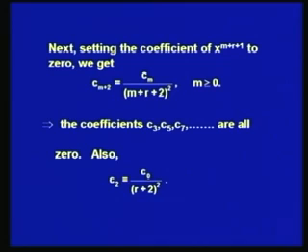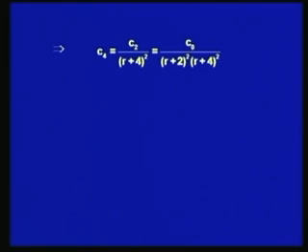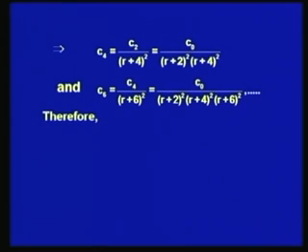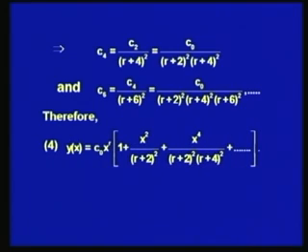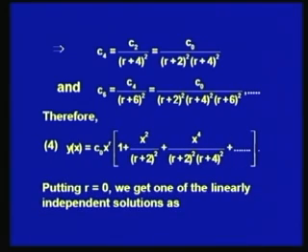Now, from this recurrence relation we can see that if we put m equal to 0, we get the value of C2 as C naught over (r plus 2) whole square. Now we get the value of C4 from the recurrence relation. C4 will be equal to C2 over (r plus 4) whole square, and when we put the value of C2 in terms of C naught, we get C4 as C naught over (r plus 2) whole square into (r plus 4) whole square. C6 similarly will come out to be C naught over (r plus 2) whole square into (r plus 4) whole square into (r plus 6) whole square.